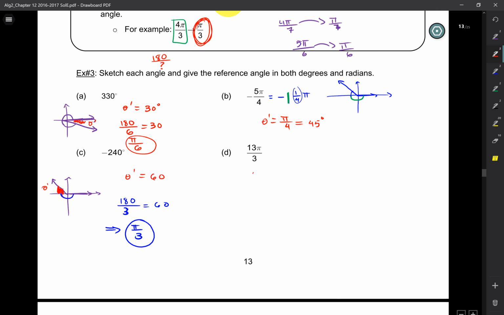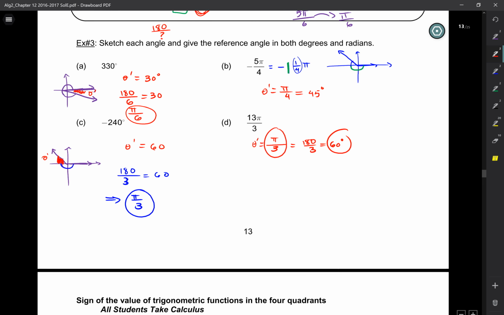What's the reference angle for part D? Pi over 3. All right? Now, we want that in degrees. Pi is the same as 180. So if this is pi over 3, then it's 180 over 3, which is 60 degrees. Okay? Now, let's sketch it.